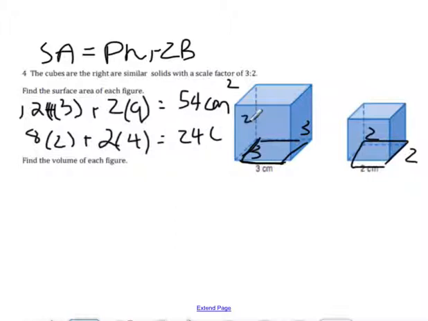So let's go ahead and take a look at our bases. Okay, so when we take a look at our volume, the volume of the figure, remember the volume is simply the area of the base times the height.